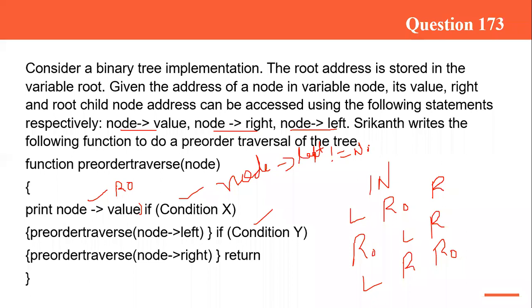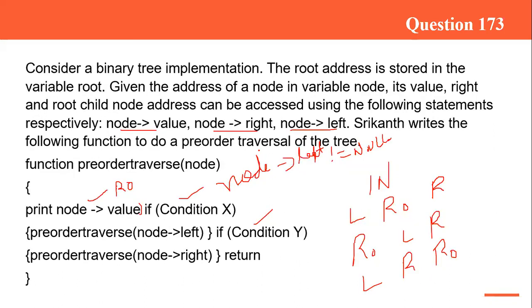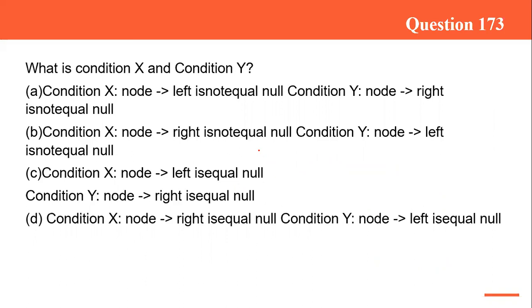That's it. And when will you move towards the right side? They are asking the condition for node right also. Right means node right not equal to null. That's all. When they are not null only, you'll move forward. If they are null, you won't move. That's it, right? Understood that or not? The answer is node left not equal to null, node right not equal to null. So for X it is left, Y it is right. So which one should be the answer?